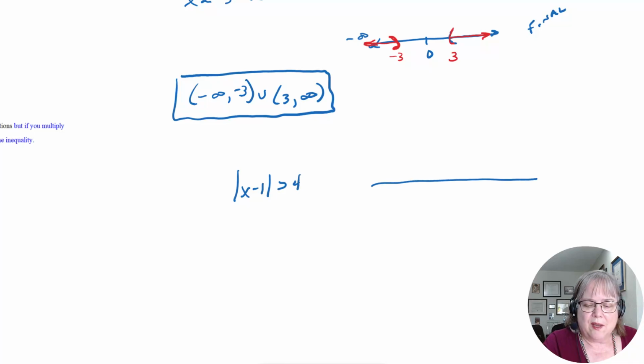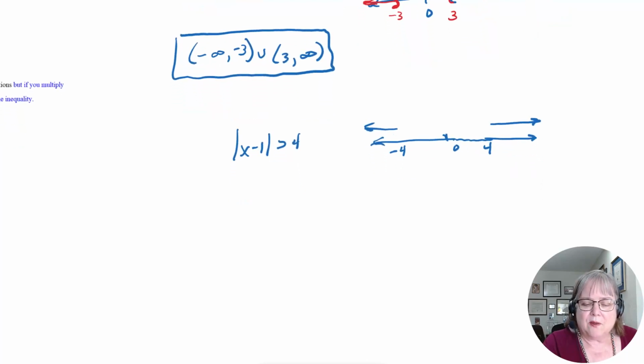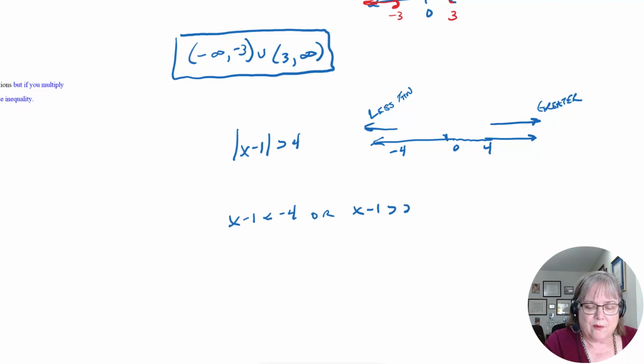Okay? So the image that I think of, I don't know what you think of, is that this is another person that is past 4. So they're out this way. Or they could be past this -4, out this way. So remember, this is the greater than direction. And this is the less than direction. So we would have x minus 1 is less than -4, or x minus 1 is greater than 4.